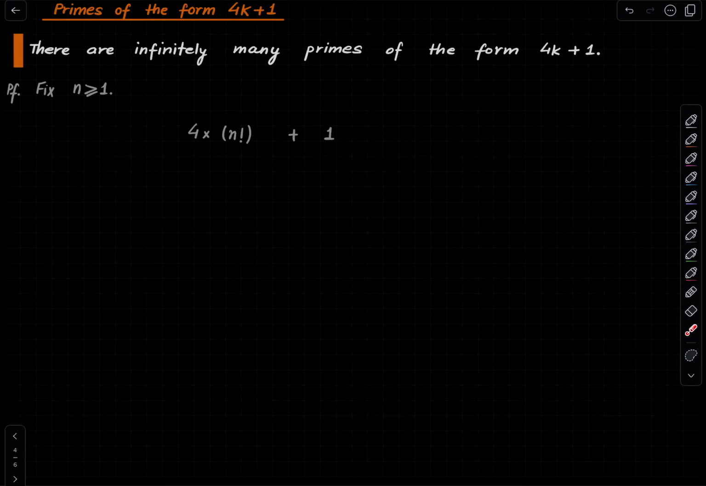Okay. So what do we do now? Here is the very clever idea. You consider this number. Call this m. Okay, right, and now let p be a prime divisor of m.